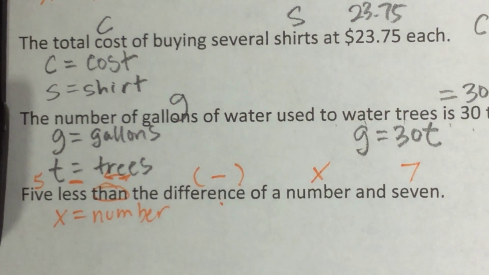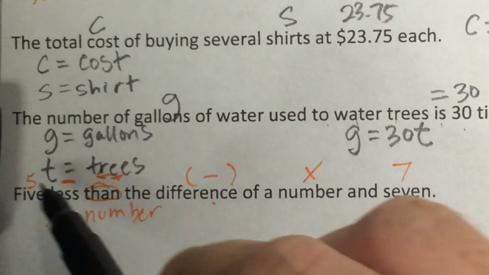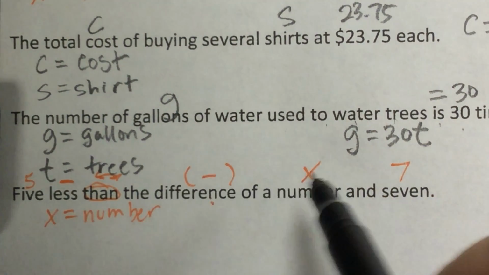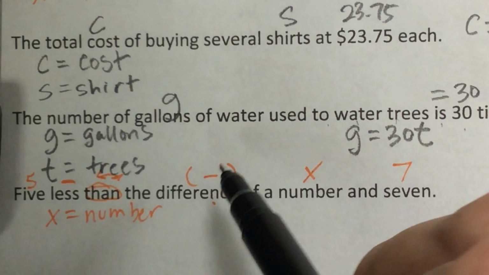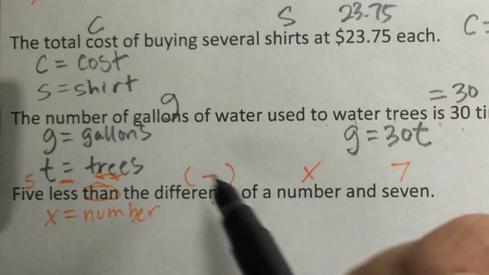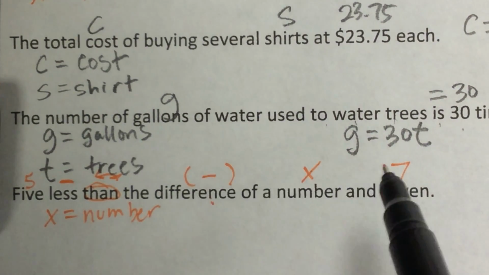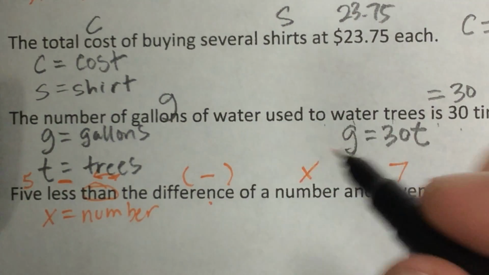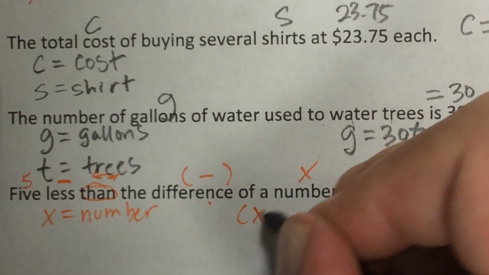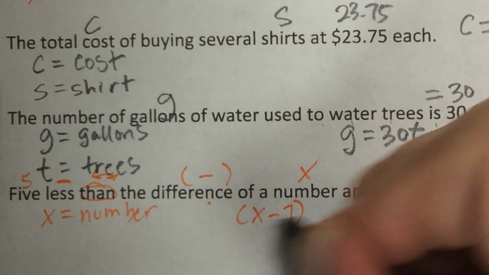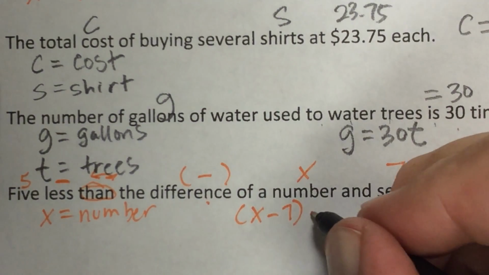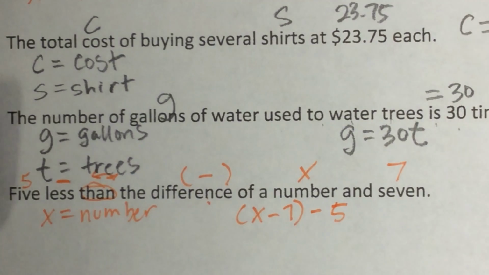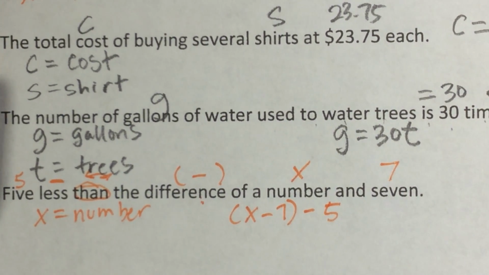Okay. So normally I would just write 5 minus x minus 7 in parentheses. But because we have the turnaround word, we're going to put all of this stuff first, this side, and then the minus 5 will go after it. So we have the quantity of x minus 7, or the difference of x minus 7, minus 5. And that's this expression.